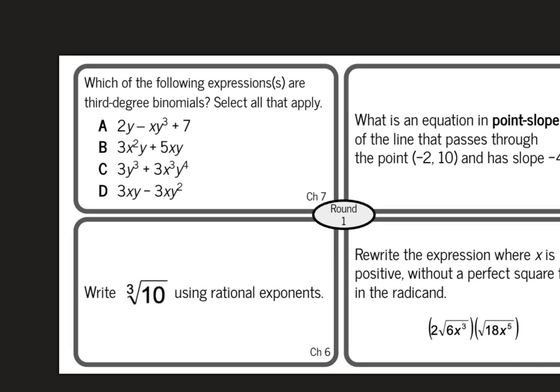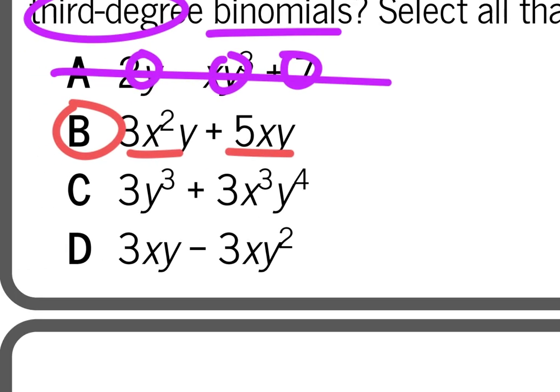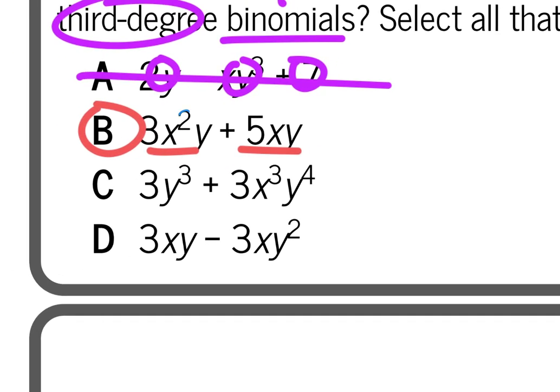Which of the following expressions are third degree binomials? Third degree is a thing. Binomial means two terms. So right away, this is a bad answer because it's 1, 2, 3 terms. This one is a good answer because it is a binomial, 1, 2 terms. And the degree here, this is 2. That has an invisible 1. That's 1 and 1. So this guy has a degree of 2. This guy has a degree of 3. So that's why it's B.